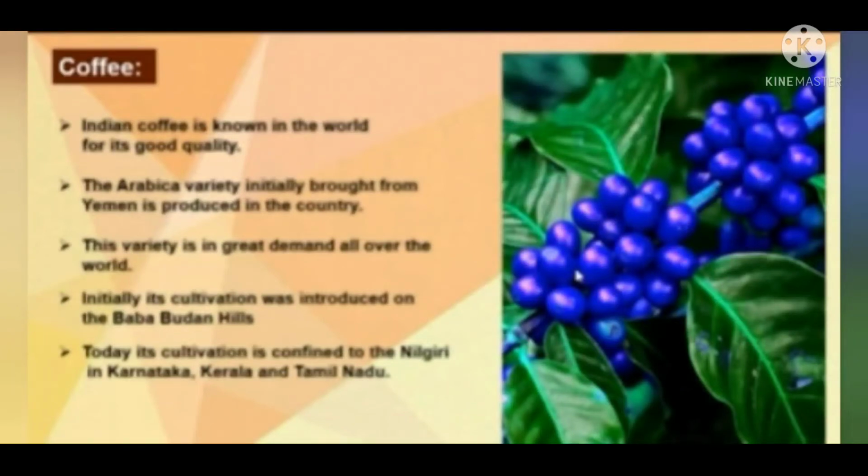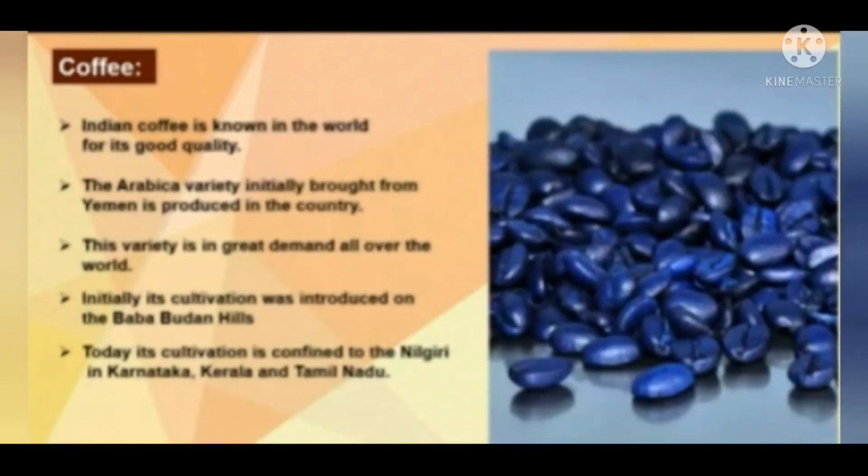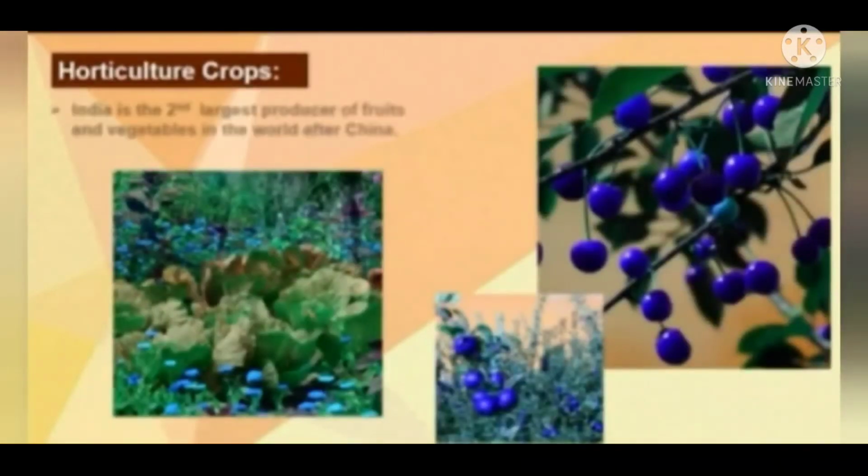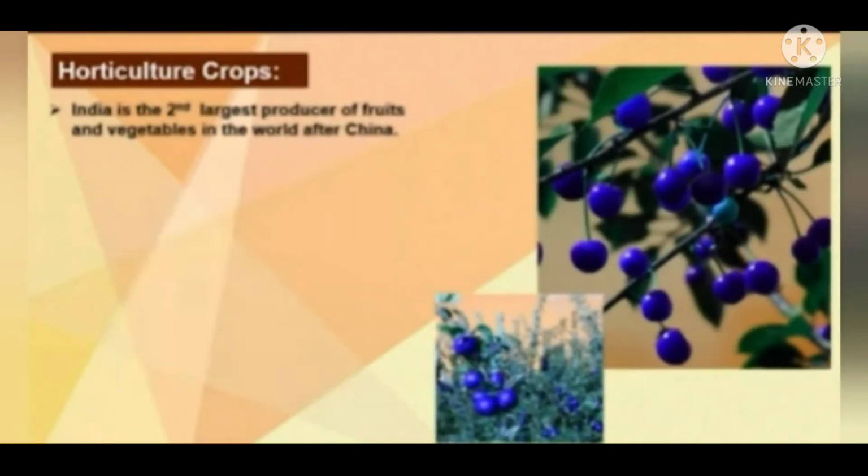So first they will pluck these berries after ripening. They will remove all the pulp. Seeds are left out. Those seeds they will dry. And then it is processed. And finally what we get is coffee. Next is horticulture. When I say horticulture, it is growing fruits and vegetables. India is the second largest producer of fruits and vegetables in the world after China.